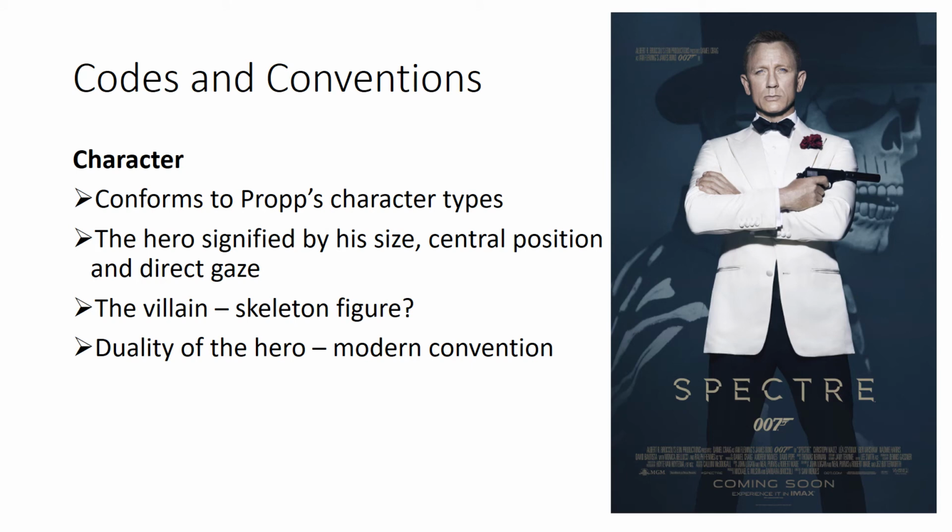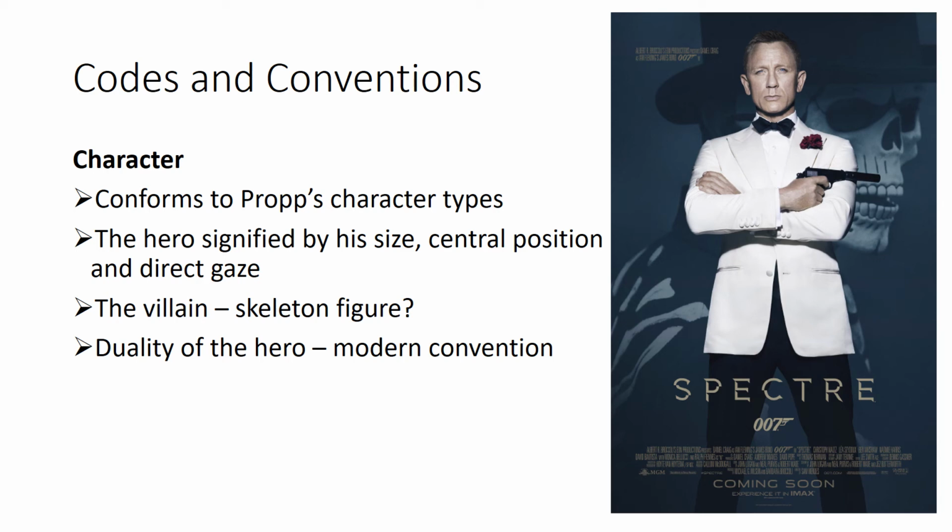In terms of character, again, Daniel Craig here, Bond very much conforms to Propp's notion of the hero. He dominates the poster completely with his size, central position and direct gaze. The villain, we might think, is the skeleton figure in the background, but interestingly, if we watch the film, we'll know that actually this is Daniel Craig, this is Bond's costume from the opening sequence, and this brings in the interesting element of the modern Bond, the duality of the hero.